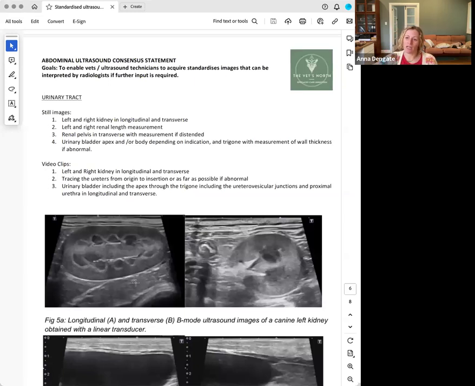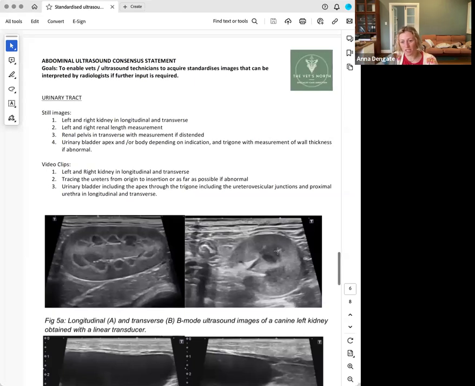So the standard views requested in the consensus statement include a renal length. We want to really maximize the length of the kidney, but we also want to get a video where you fan through the whole kidney in that sagittal section. And then we also want to get a video where you fan through cranial to caudal in a transverse section. So the longitudinal sagittal view is where we measure the length. This cross-sectional view is the standard view for us to measure the renal pelvis.